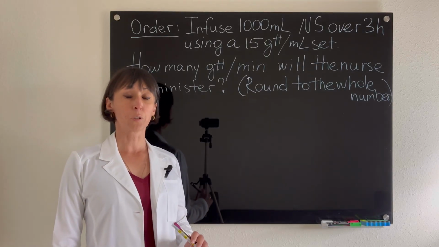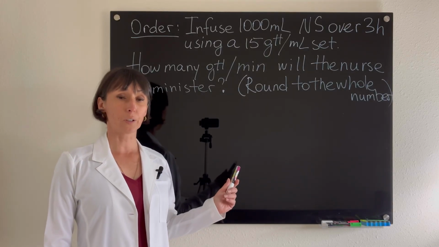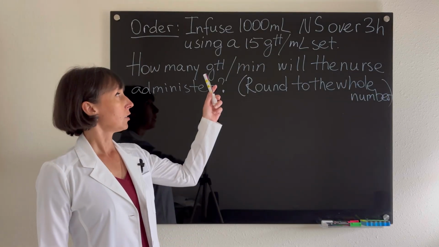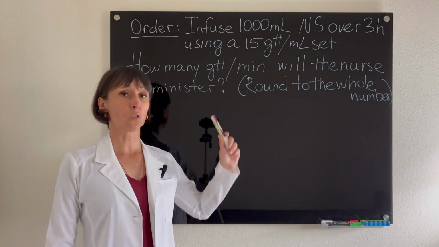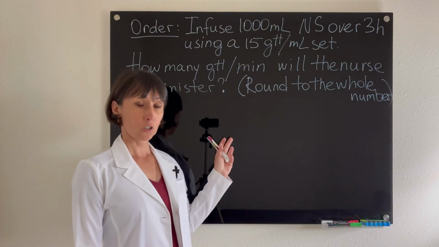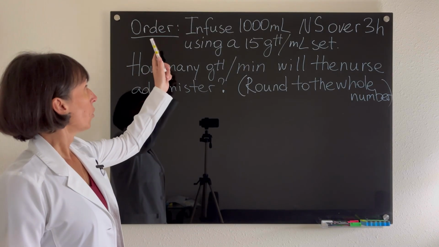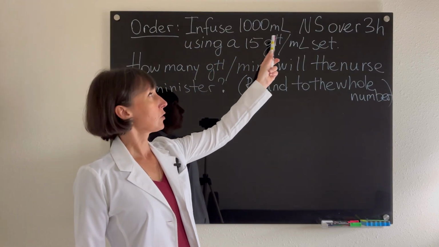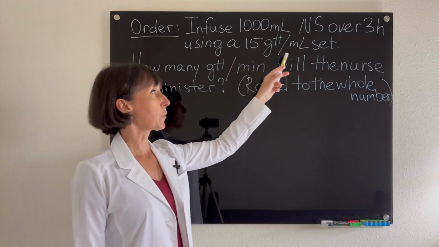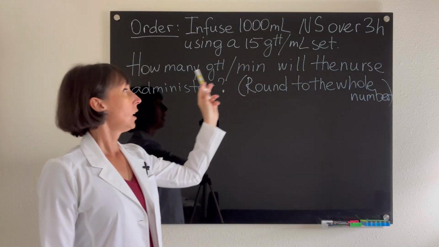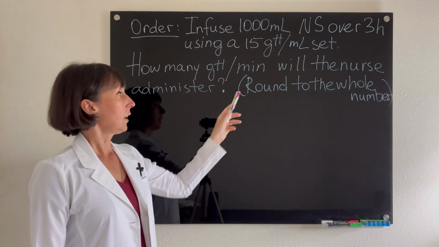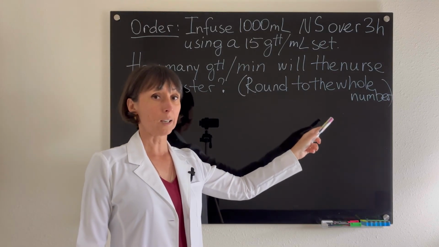In this video, we will look at a few dosage calculation problems when a nurse has to calculate drops per minute when the nurse is setting up a manual IV set. Here's our first problem. Order: infuse 1,000 milliliters of normal saline over 3 hours using a 15 drops per milliliter set. How many drops per minute will the nurse calculate for that? And we will be rounding to the whole number.